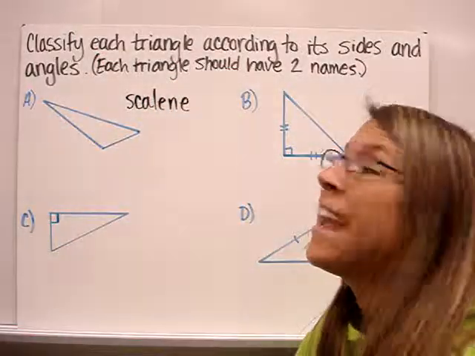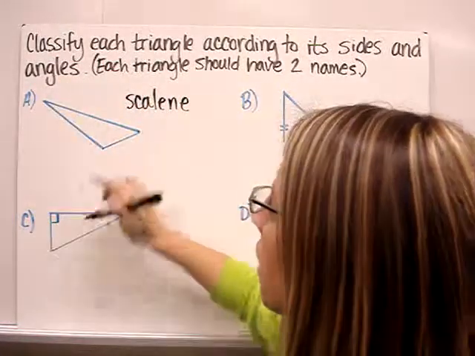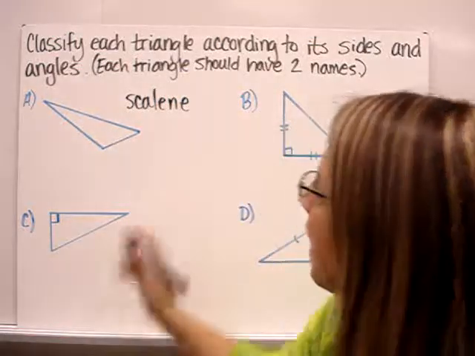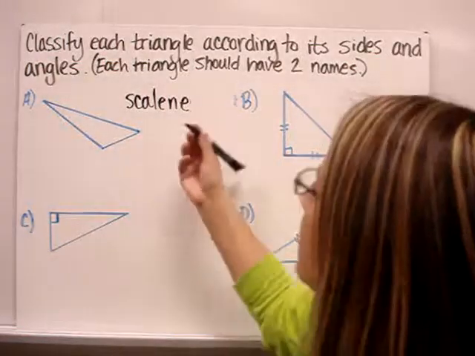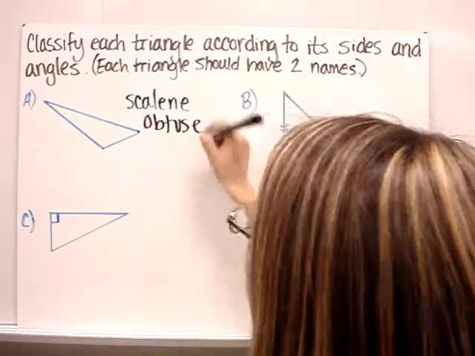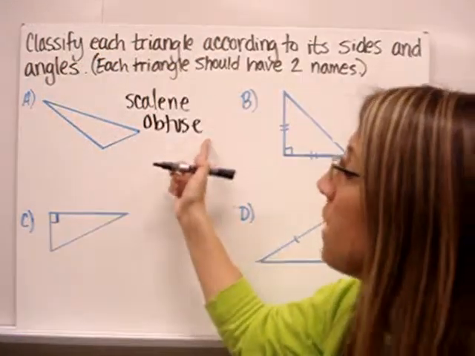And then we look at the angles. I see an acute angle here, an acute angle here, but this angle is larger than 90 degrees. And so because it's larger than 90 degrees, it's obtuse. So this is a scalene obtuse triangle. Or you could say obtuse scalene, either way. But this triangle has two names.